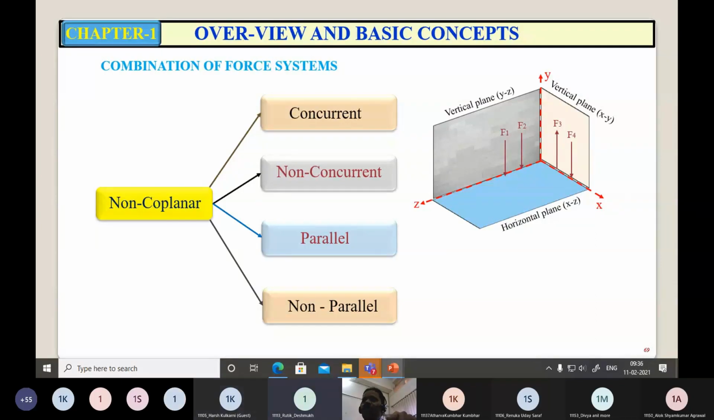Yes. See, out of these four forces, two forces are in one plane and two forces in another plane. Even in this figure, F1, F2 are in the YZ plane, and F3, F4 are in the XY plane. They are in different planes, but all are parallel to each other. Is it clear? Okay, sir.